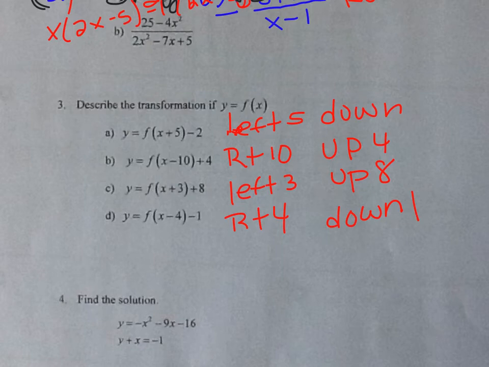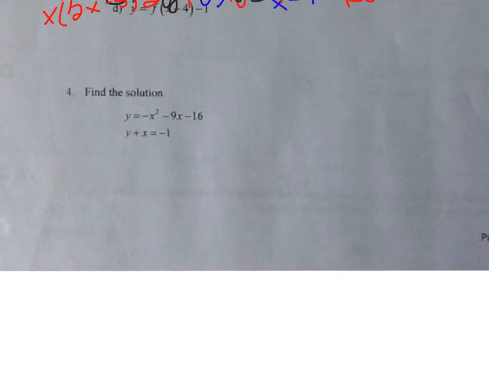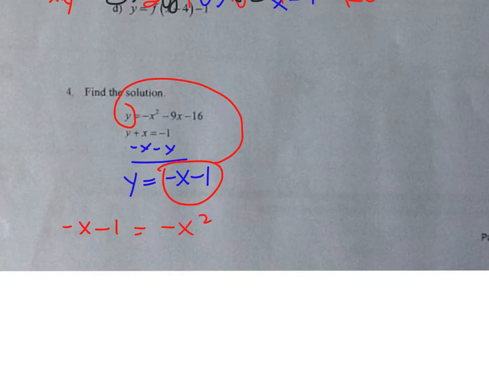All right, let's take a look at 4. So 4 is to find the solution. You want to solve. So it's a system of equations. So I'm going to take my linear, which is this guy here, and I'm going to put it in y equals form. So I'm going to minus x. Y equals negative x minus 1. Now I'm going to set them equal to each other. So I'm basically doing a substitution. I'm substituting this in for y. So negative x minus 1 equals negative x squared minus 9x minus 16.